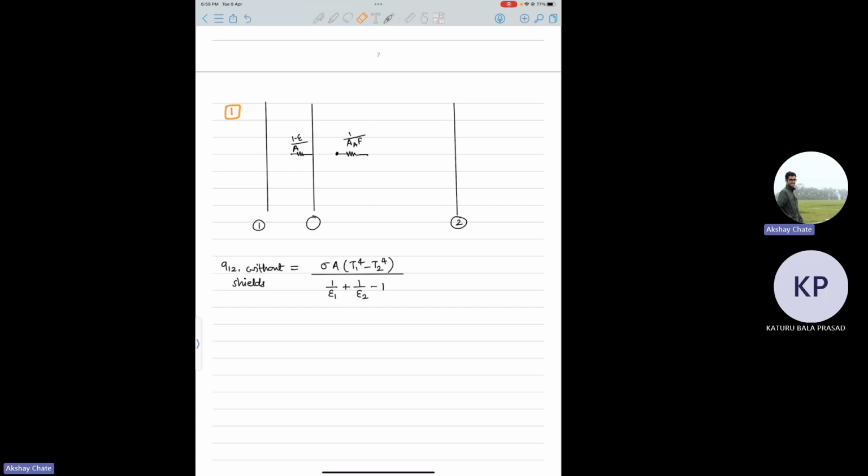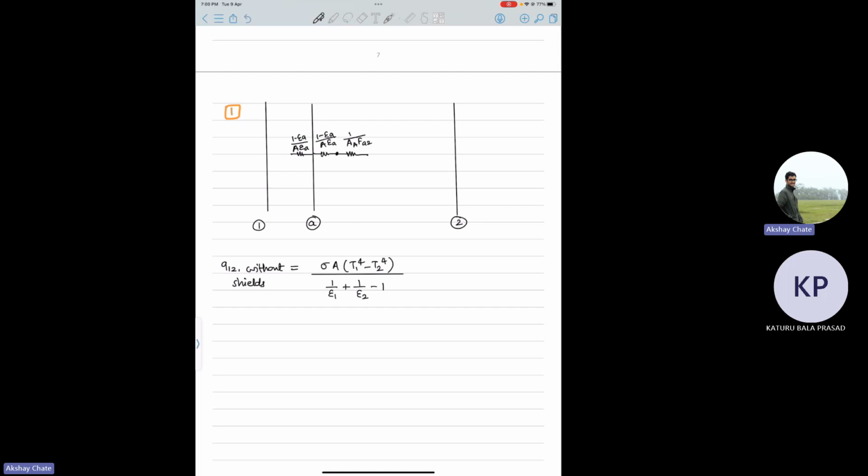Maybe I'll change it. So let's say I use a small a symbol for a shield, denoting the shield. So epsilon A into A, capital A into small a. The same resistance will be added on the other side, assuming the shield has the same emissivity on both sides. And then this will be from A to 2, shape factor from A to 2. So what happens when you add a shield? Basically, three resistances are added.